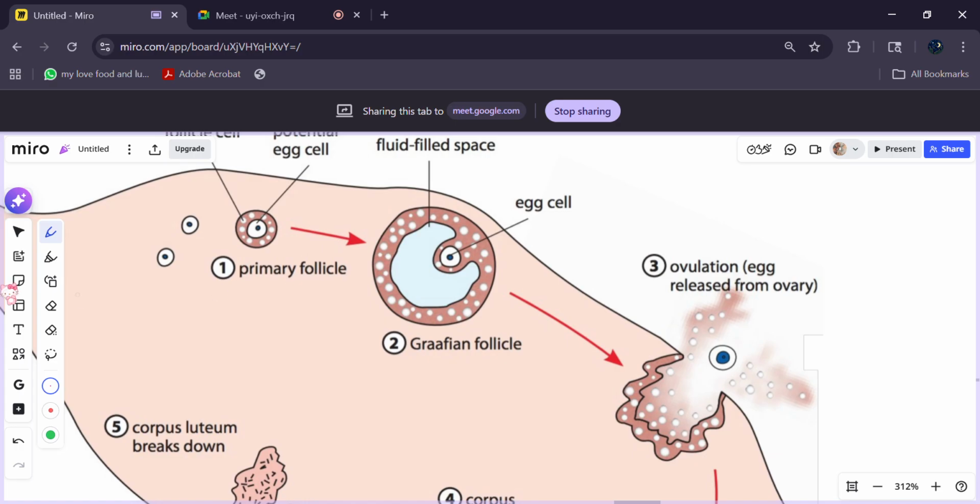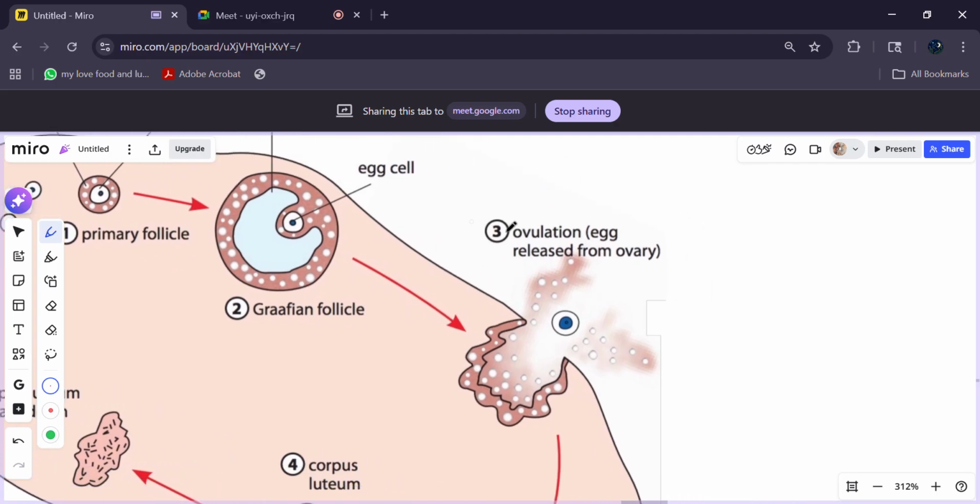Now this primary follicle can develop into a Graafian follicle. Now, ovulation. On day 14 of a 28-day cycle, the Graafian follicle ruptures, which means it breaks down, and the egg is released into the oviduct through the funnel-like opening. The release of the egg from the ovary is called ovulation.